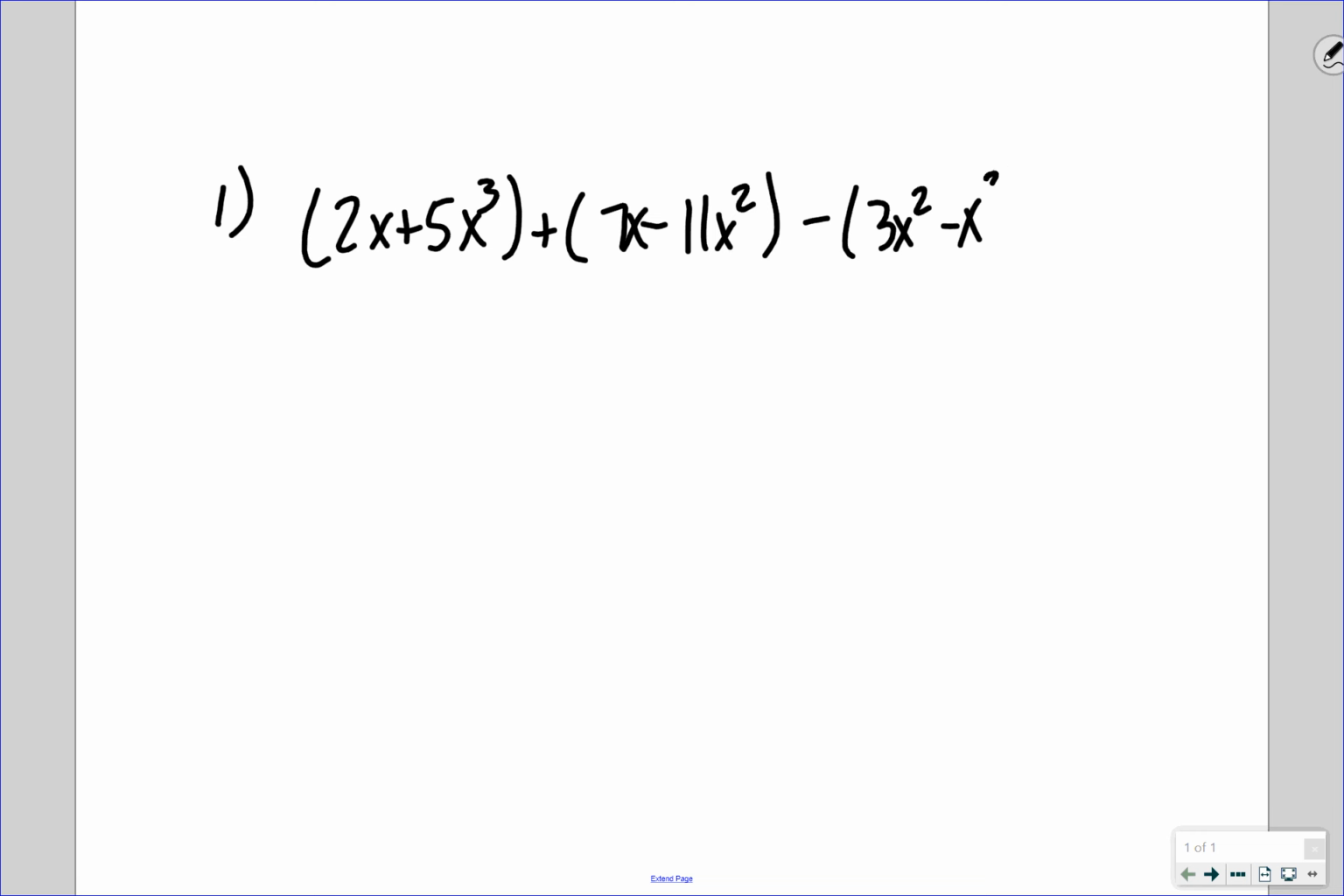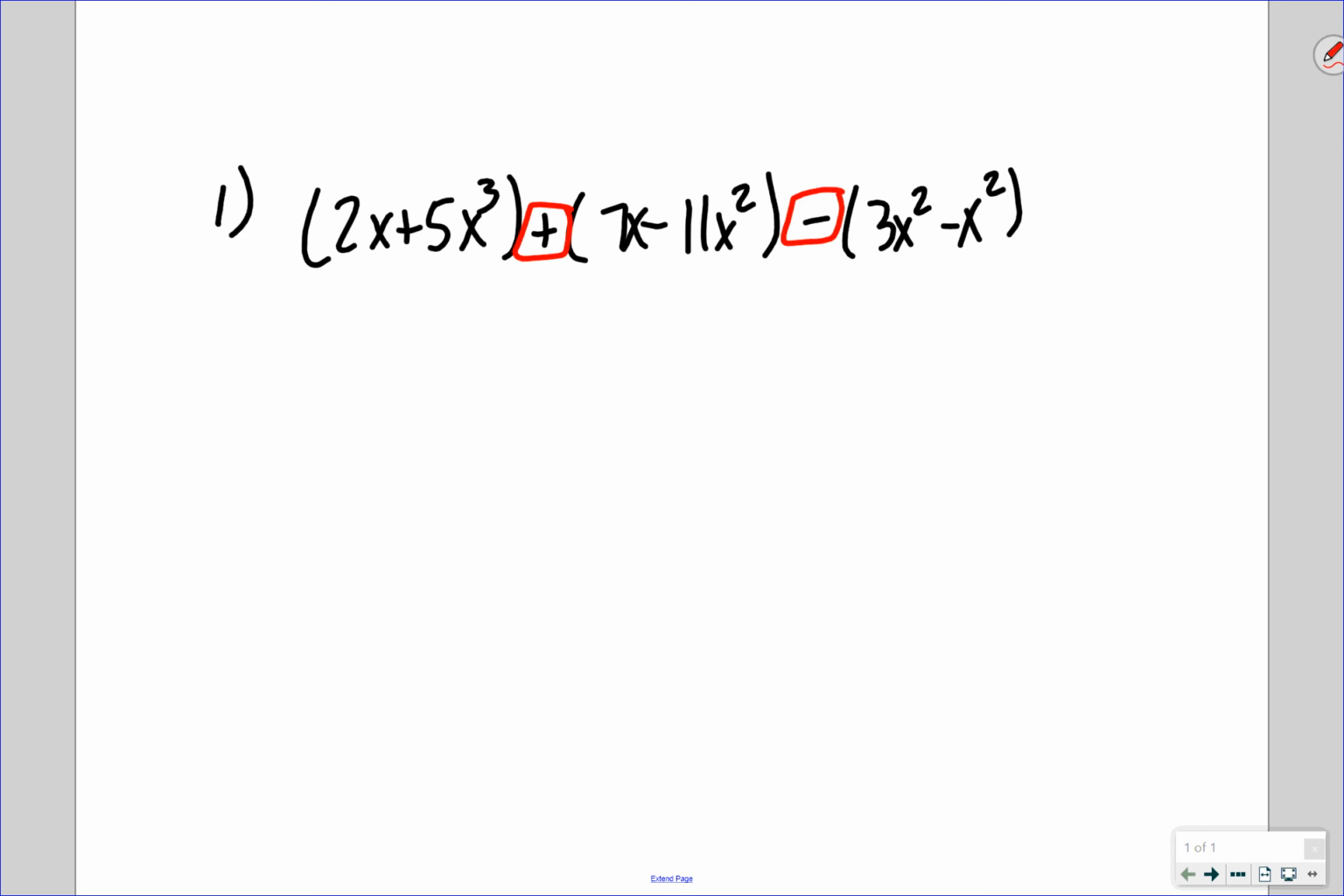Oh, dang, that kind of sucks. I didn't mean to do that, but that's okay. For the purpose of what this problem was supposed to be, the 3x squared and the x squared were not supposed to be the same type of term. So I'm going to leave it alone and not combine it, just to show what this problem was supposed to look like. So I'm just adding and subtracting.